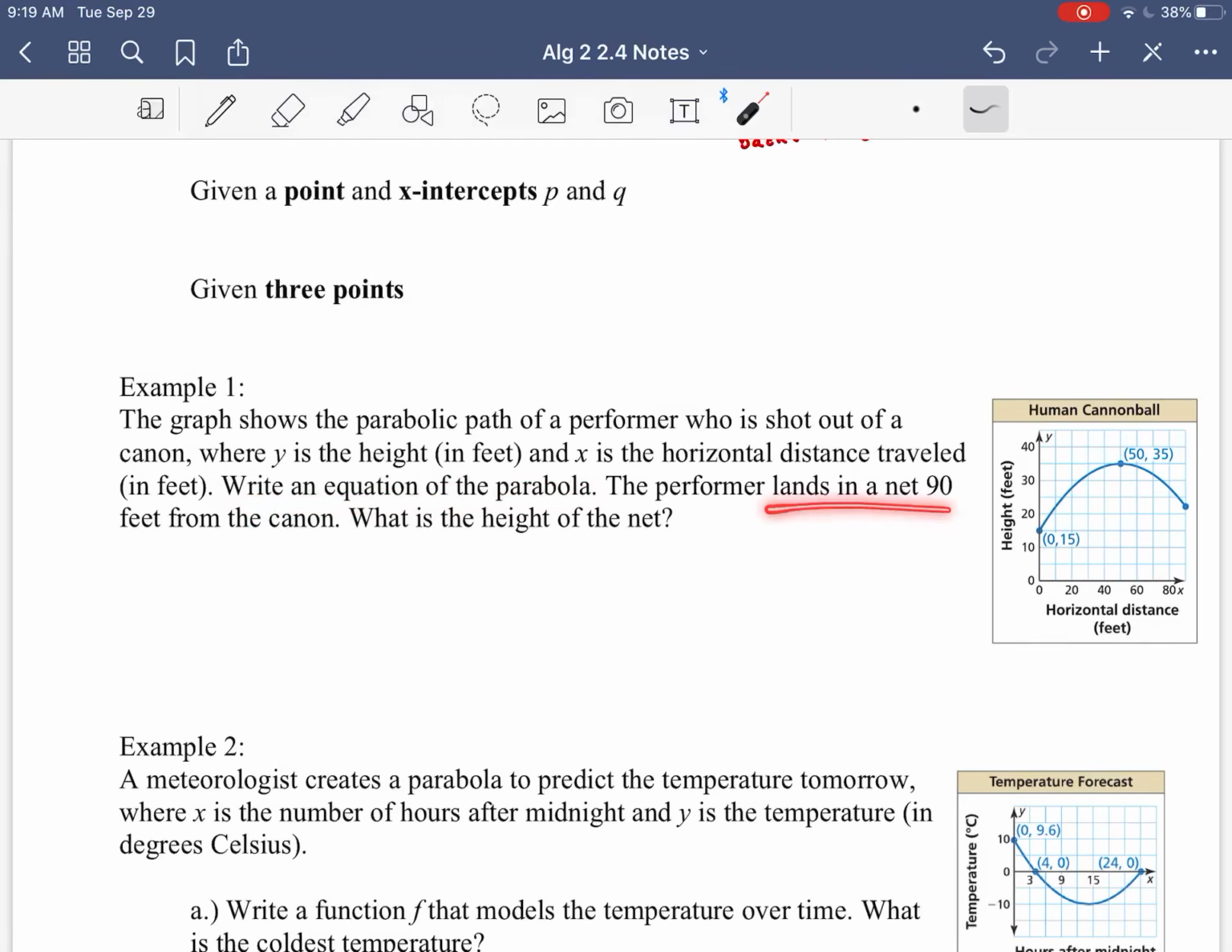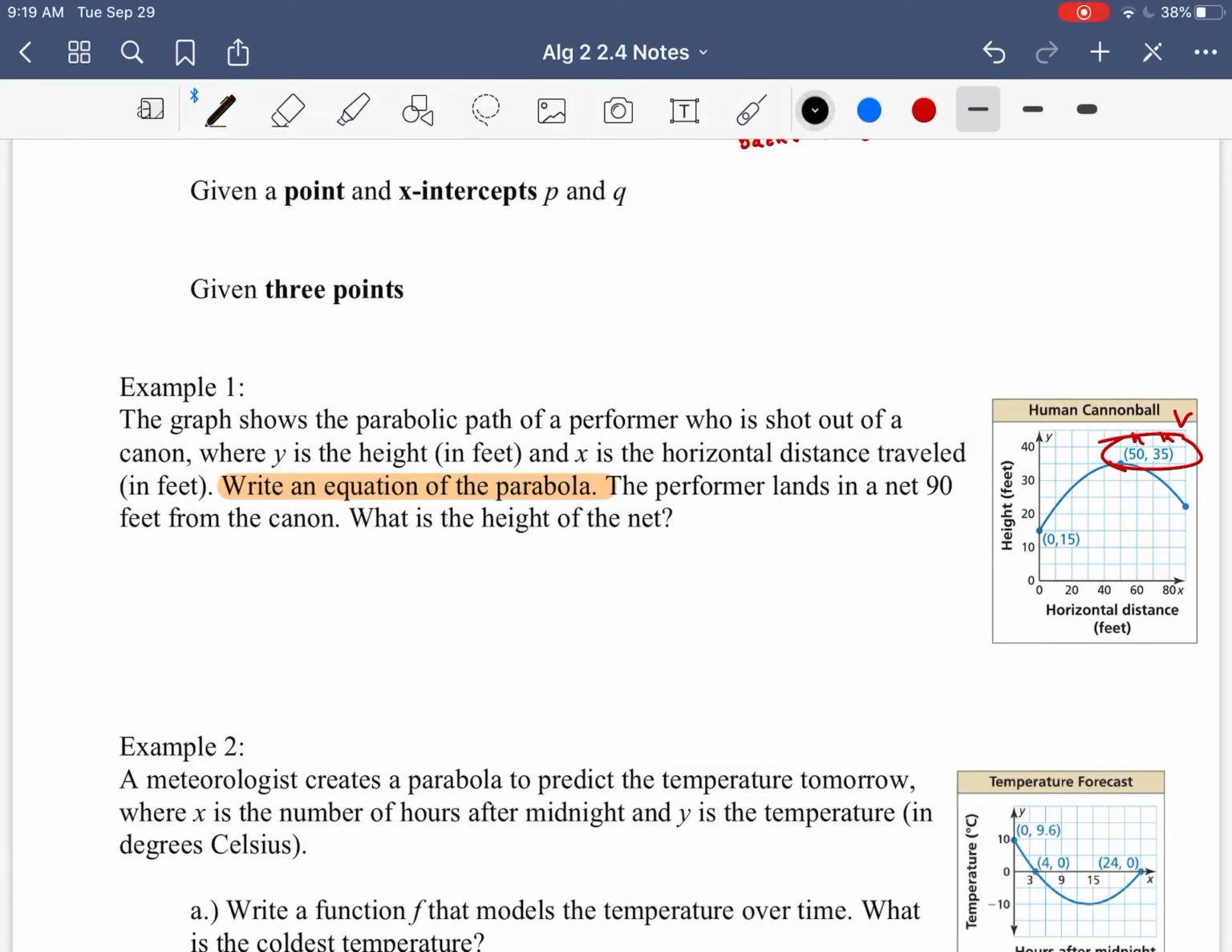The performer lands in a net 90 feet from the cannon. What is the height of the net? We'll get to that part later. First, let's just focus on writing the equation for the parabola. To write the equation for this parabola, we have to notice, first of all, they give us the vertex. There it is, right there. So there's my h, and there's my k.